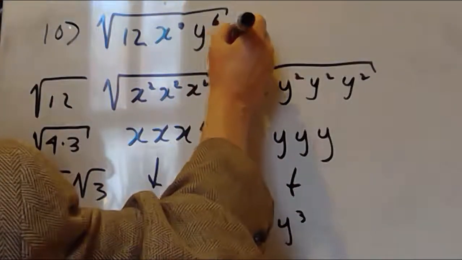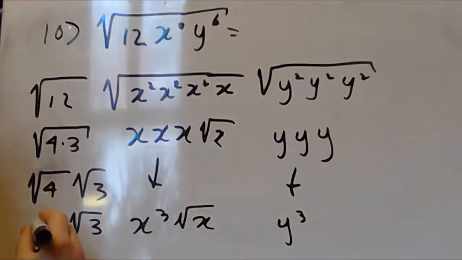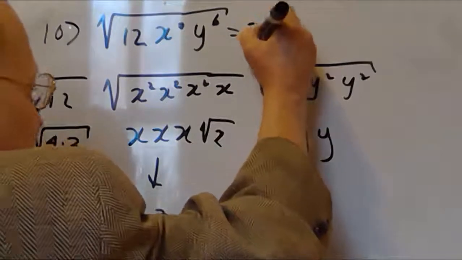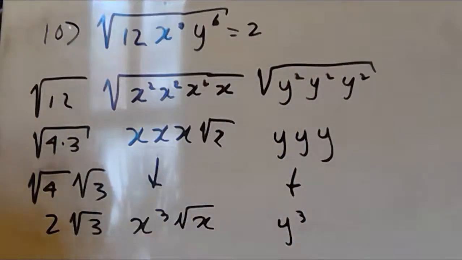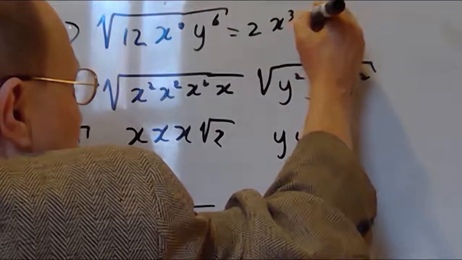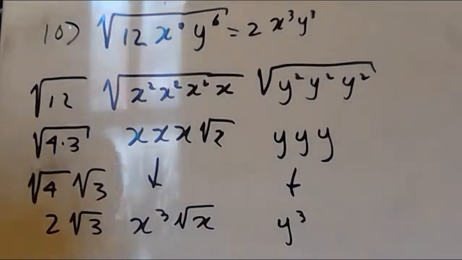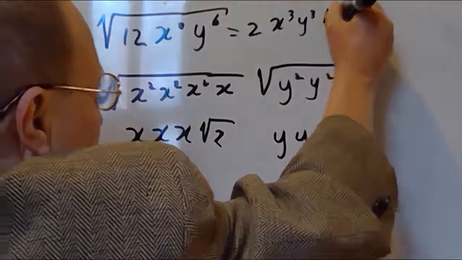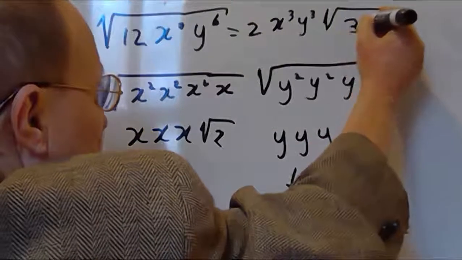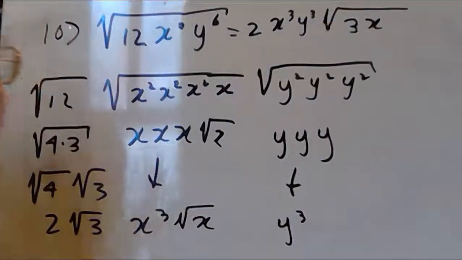So again, if I rewrite this with the things that are not under the radical sign, I would write that as 2 x cubed y cubed, and then I put my radical sign stuff, and I have 3x underneath the radical sign that was left over.